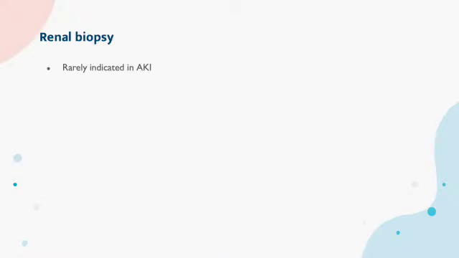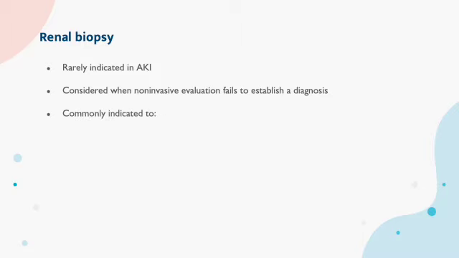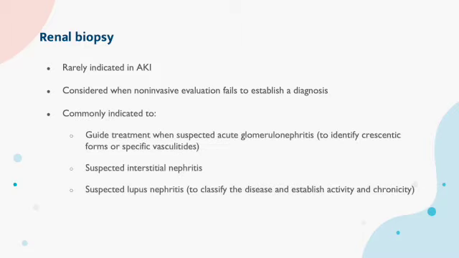Renal biopsy is rarely indicated in AKI, but should be considered when non-invasive evaluation fails to establish a diagnosis. It's commonly indicated to guide treatment when acute glomerulonephritis, interstitial nephritis, or lupus nephritis is suspected, to classify the disease and establish activity and chronicity.